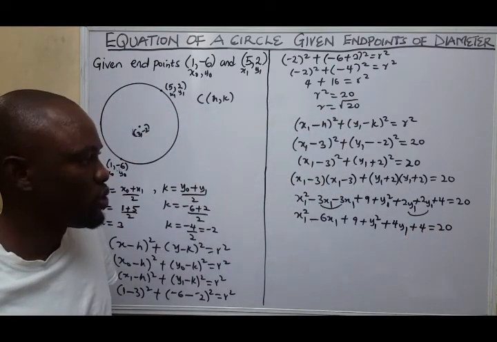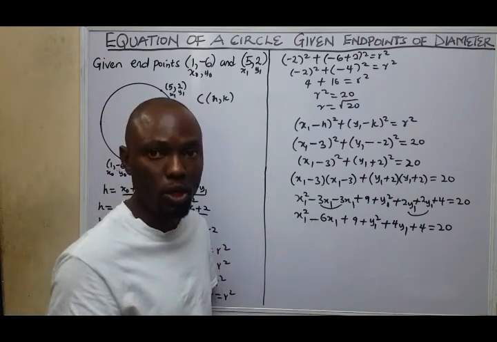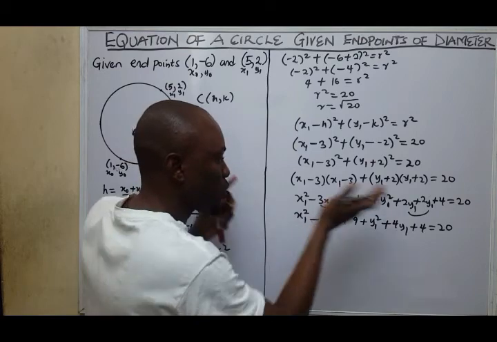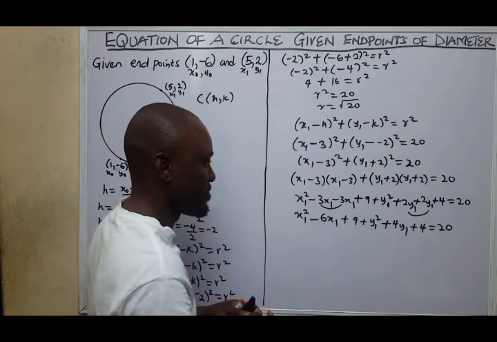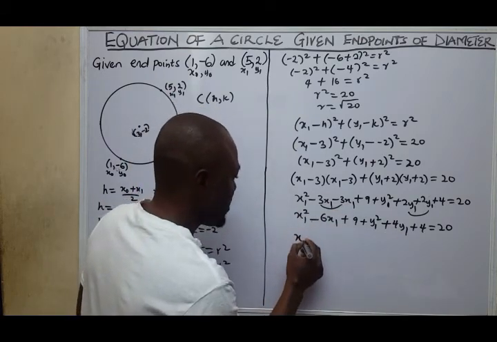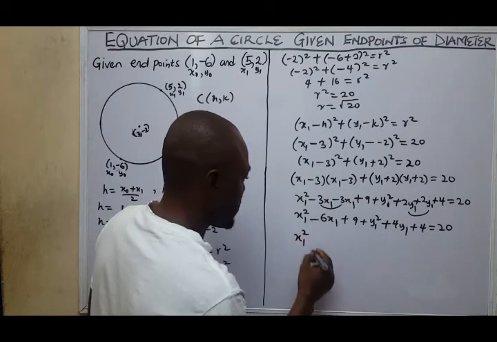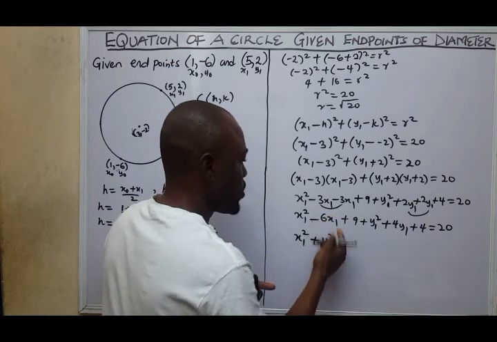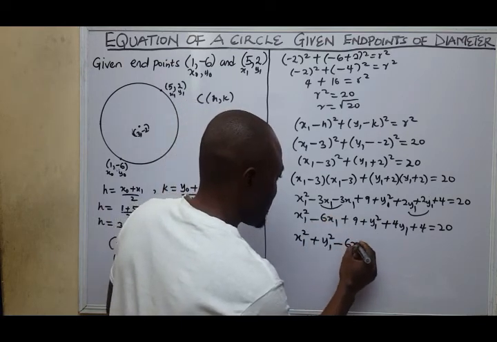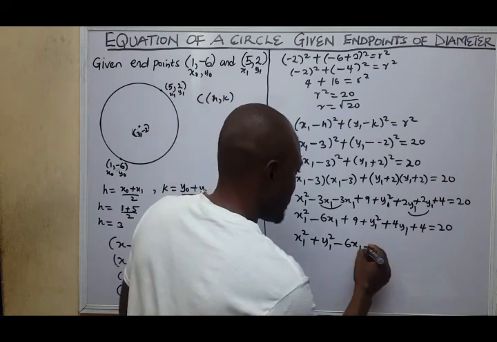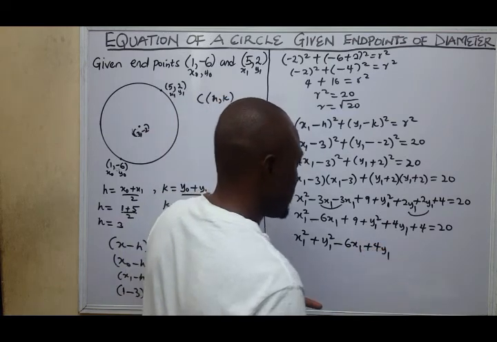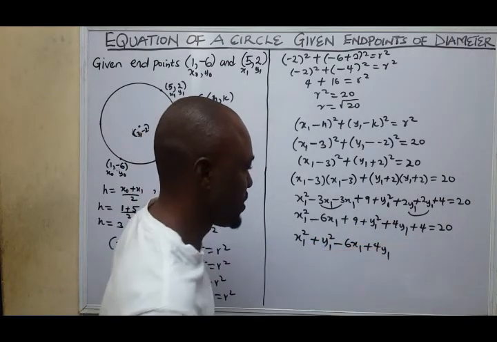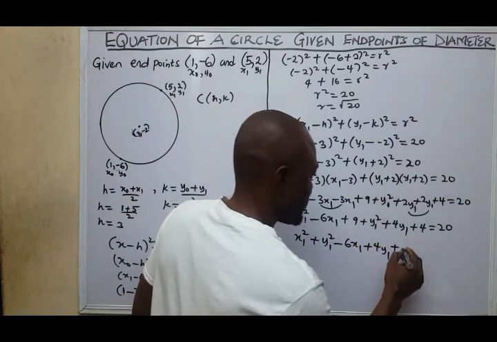Now the next thing I want to do is arrange them in order of their decreasing power. From power 2, I want to go to the constant, which is power 0. So I have x₁², plus y₁² for the power of 2. Then for the power of 1, I have -6x₁ and then plus 4y₁. Then for the constant, I'm going to add 9 plus 4, which will give me 13.